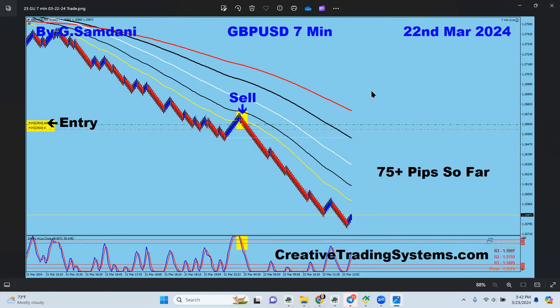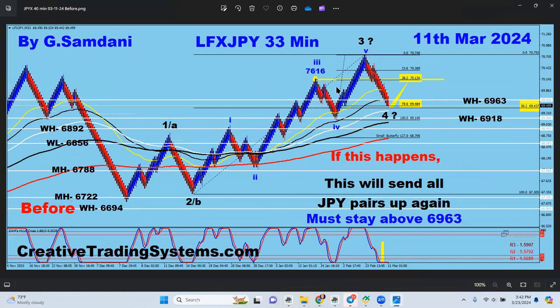The reason all pound pairs and yen pairs went up was this. This is the chart I made, a yen index chart. It's making a beautiful Elliott wave count. Wave 1, 2, then 1, 2, 3, 4, 5, 3. I said this is wave 4. If this is wave 4, then we're supposed to go for wave 5 to the upside, right?